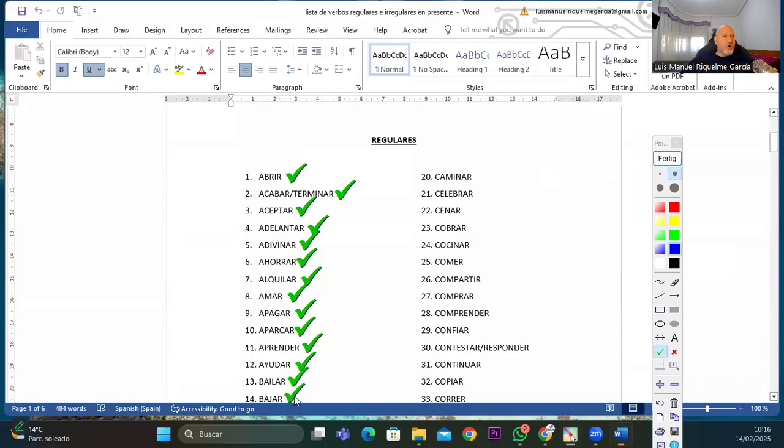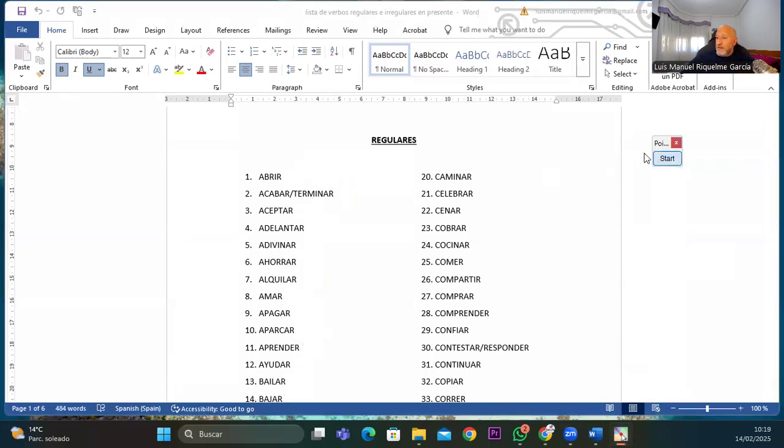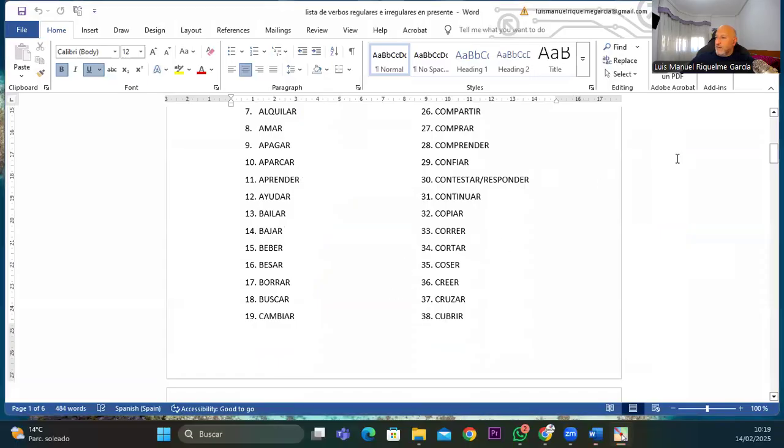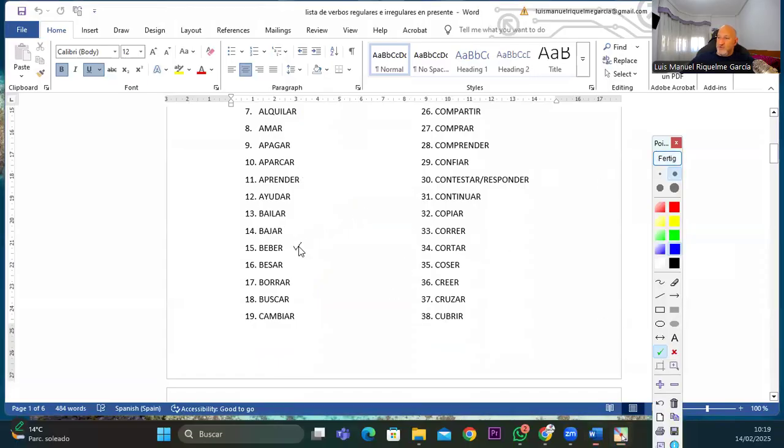Bajar, to go down or to bring down prices, for example, to reduce the prices or to go down the stairs. Vale. 15. Beber, to drink. 16. Besar, to kiss. 17. Borrar, to delete, to erase, to rub out. Buscar, to search, to look for, to look up in the dictionary as well.